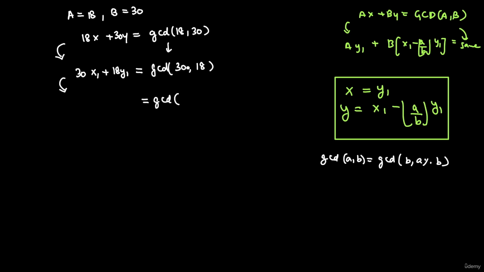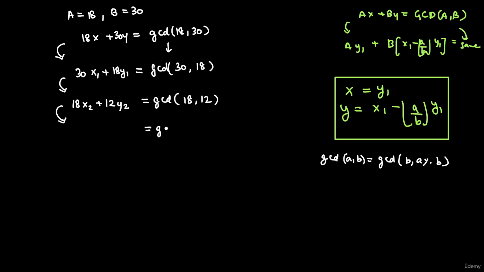So if I do 18, it would come here. And this number would be 30 mod 18, that would be 12. That means it can be written as 18 times x2 plus 12 times y2. This is equal to this equation. We are going to reduce it further.